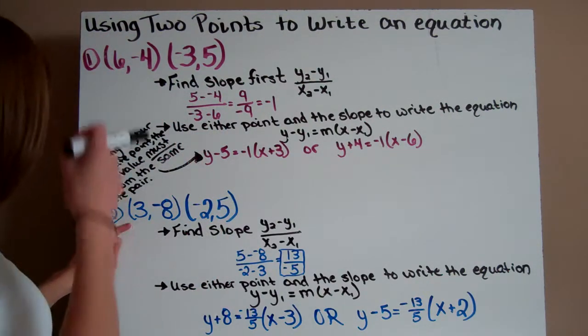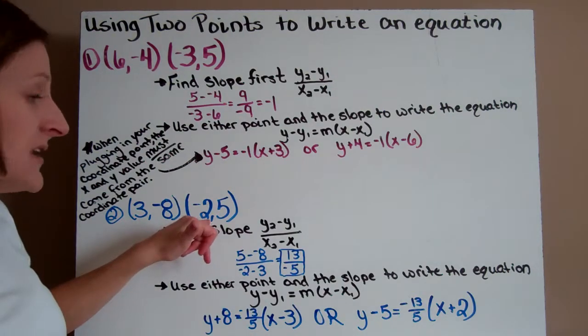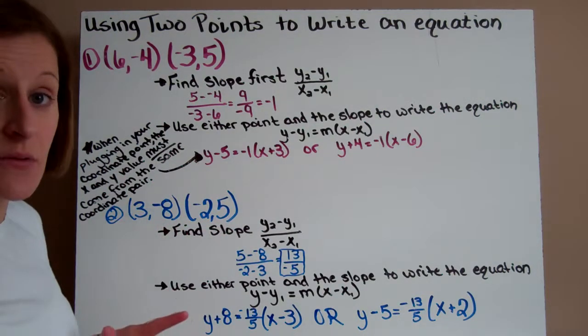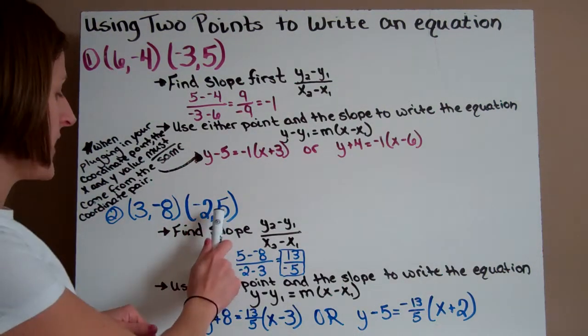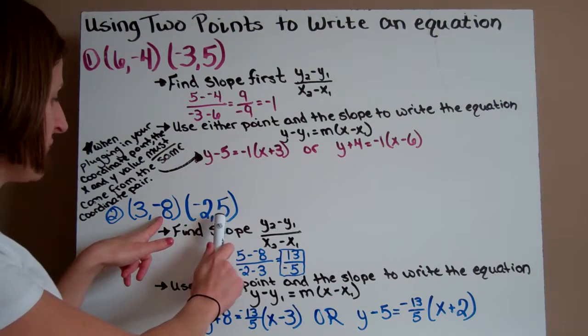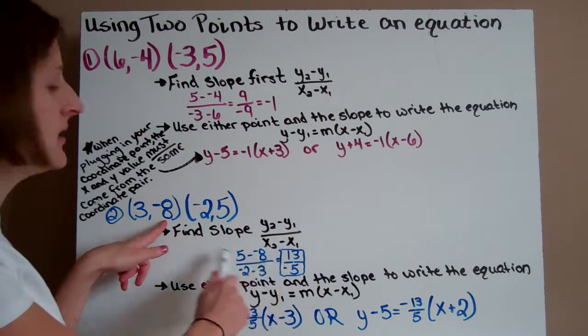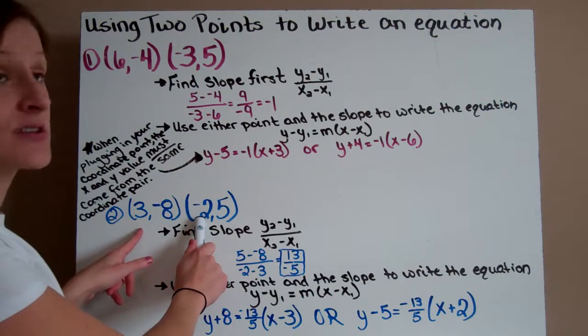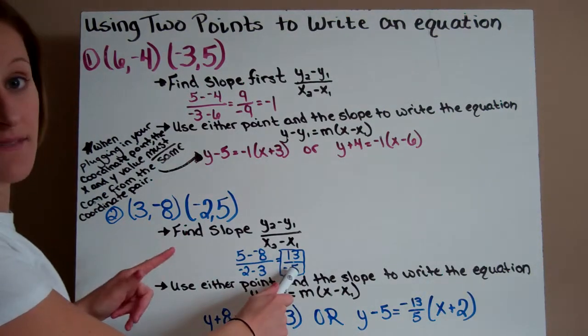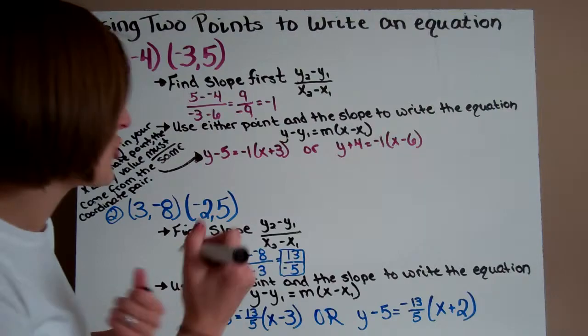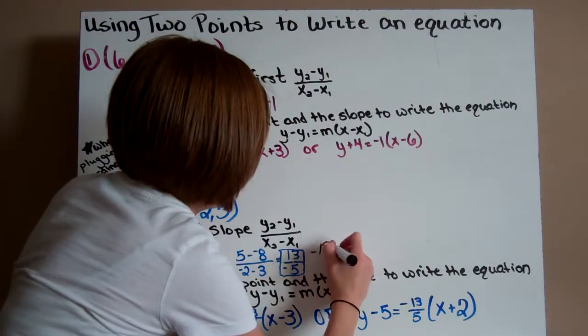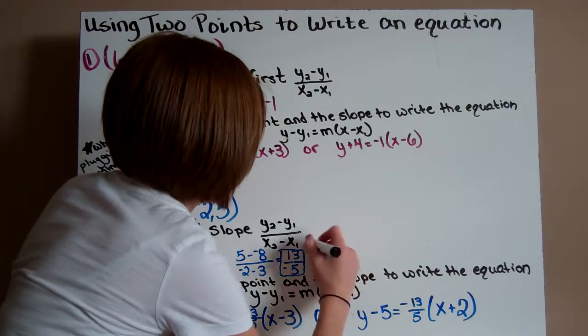Okay, the second one, (3, -8) and (-2, 5). First thing we need to do, find slope. y2 minus y1, so 5 minus -8 is 13. And -2 minus 3, that's going to be -5. So our slope is -13/5.